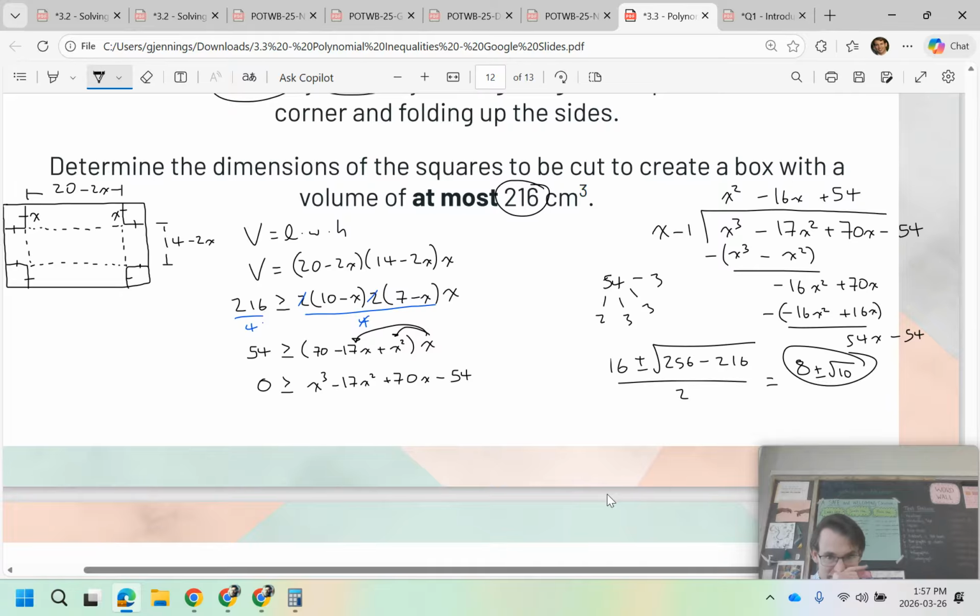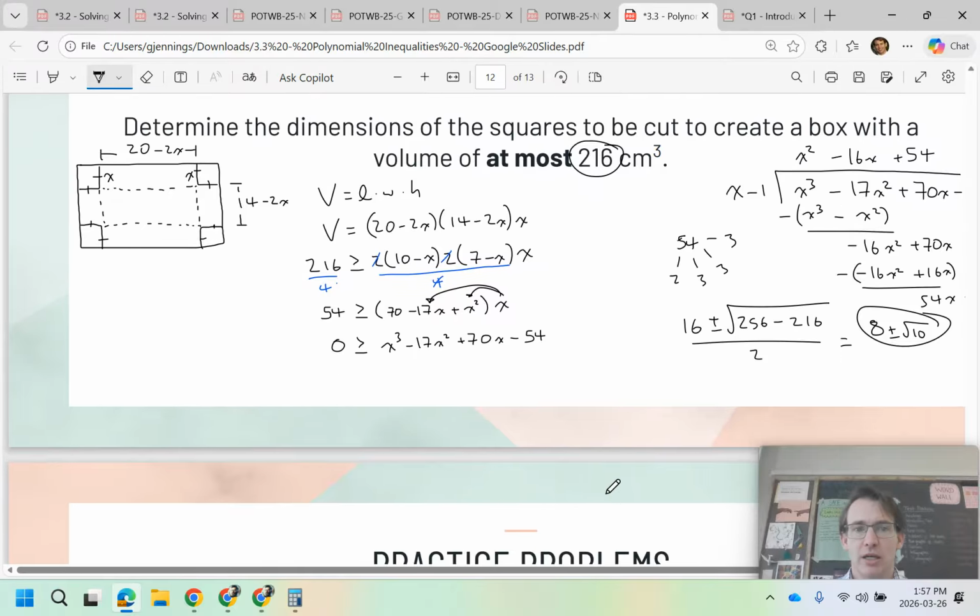Am I right? Yeah, I am right. Okay, so 8 plus or minus root 10. So let's build our intervals. We found one that was really nice, which is 1. And then we have 0 plus or minus x minus 1 multiplied by x squared minus 16x plus 54. Set up our intervals.